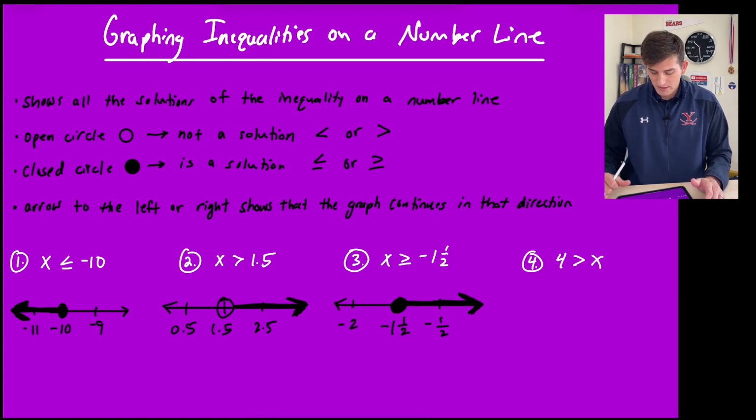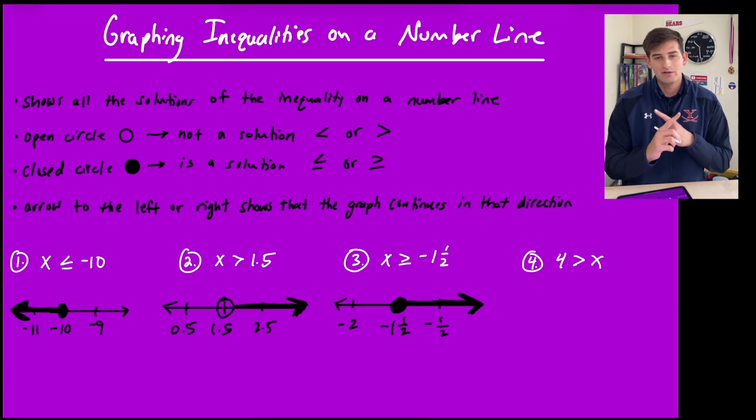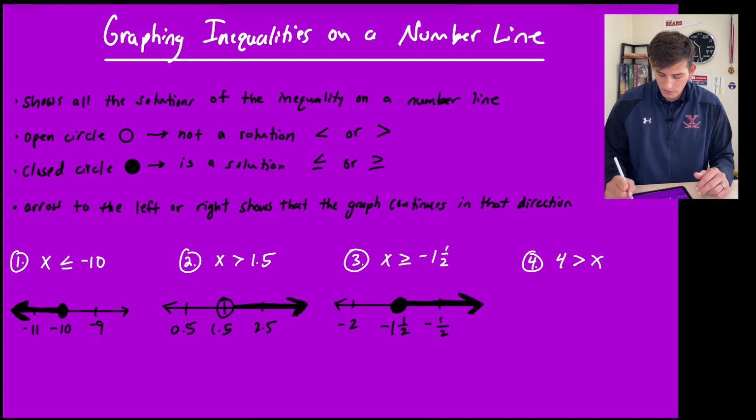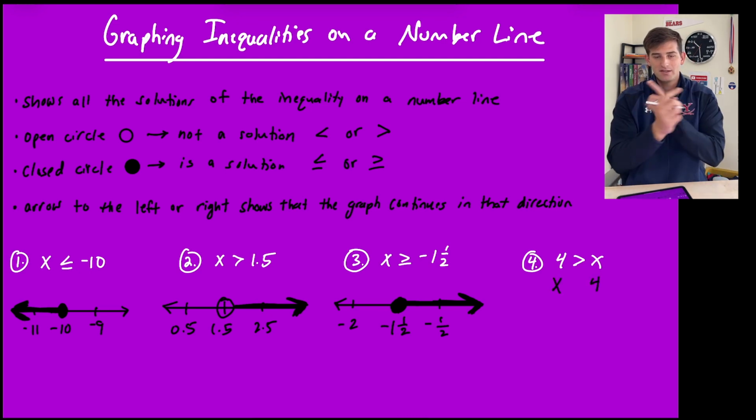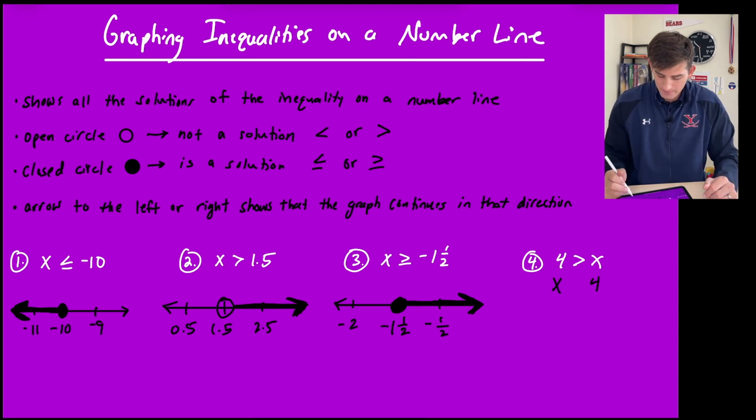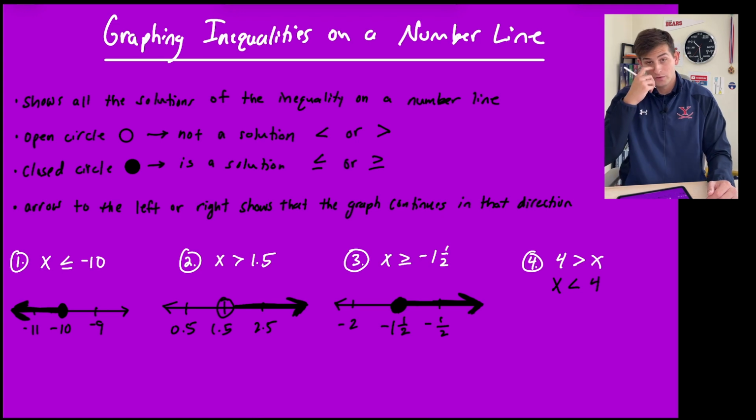All right, our last one here, 4 is greater than x. Okay, well what I like to do is switch that around because I always like to have my variable on the left side of my inequality. So this is going to be x, let's put 4 here. Well, if I'm switching everything around, it's going to switch my inequality symbol too, right? So if 4 is greater than x, then that must mean x is less than 4.